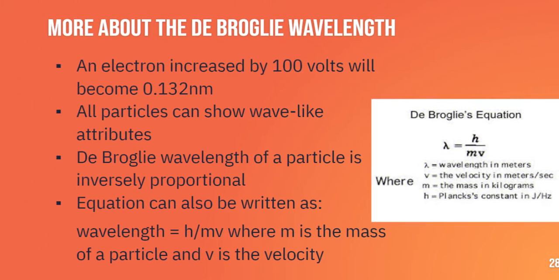If an electron were to be accelerated by 100 volts, it would become 0.132 Newton meters. De Broglie also concluded that all particles can exhibit wave-like attributes, and the wavelength of a particle is inversely proportional to its momentum. The equation can also be written as wavelength equals h over mv, where m is the mass of the particle in kilograms, and v is the velocity in meters per second.